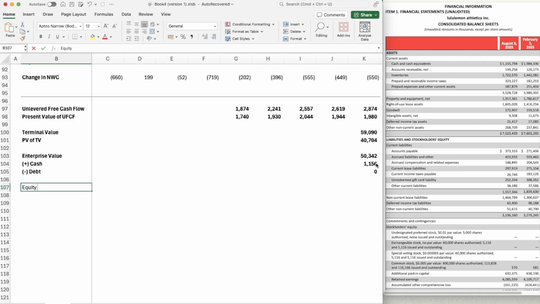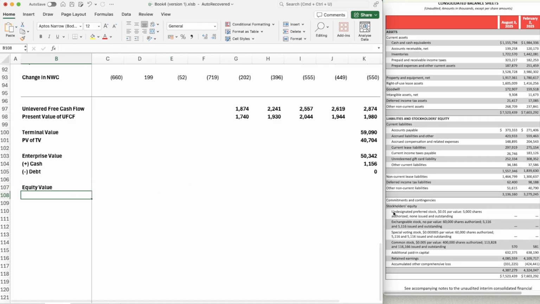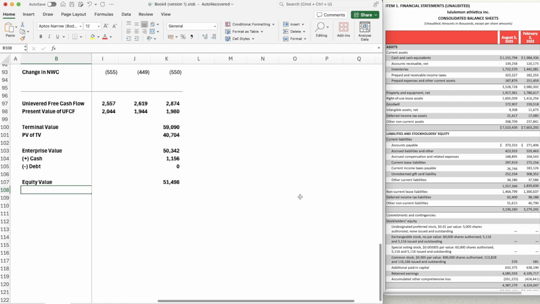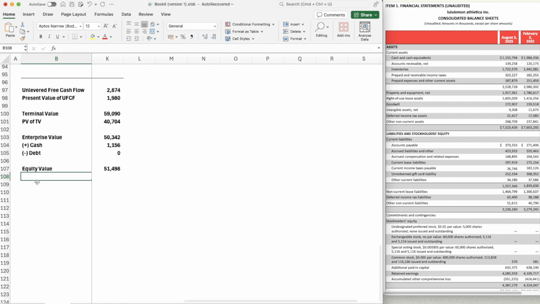And from this, we can get to our equity value. And all that is you take the enterprise value, you add back in the cash, and you subtract the debt to give us 51.5 billion. And from here, I'll bring all of this a bit closer. From here, this is why I like to freeze the pane so that we can do it, and I'll zoom in a bit more. So 1 second.